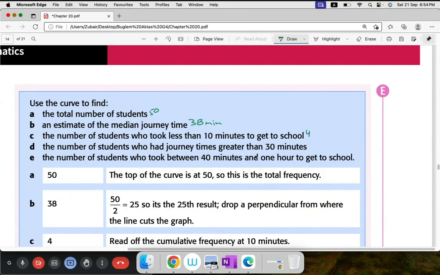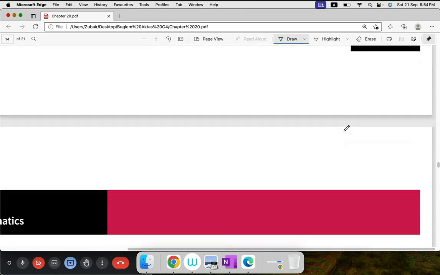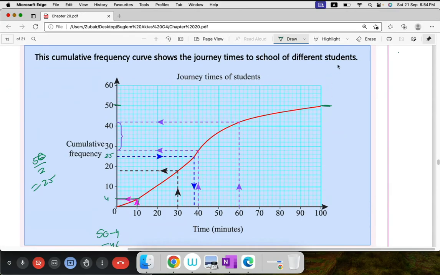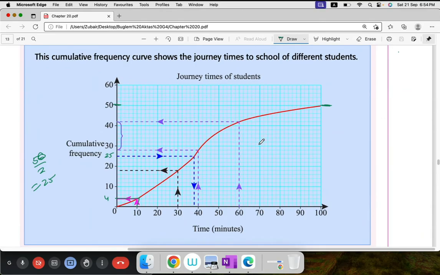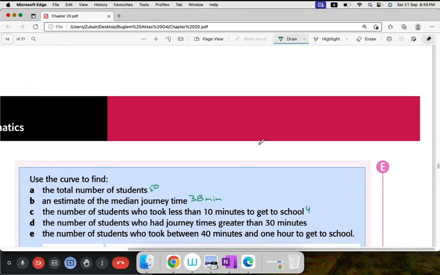The number of students who had journey times greater than 30 minutes. Greater than 30 minutes. 32, because we're finding it at 30, giving 32, right? Yes, that's correct. 32.